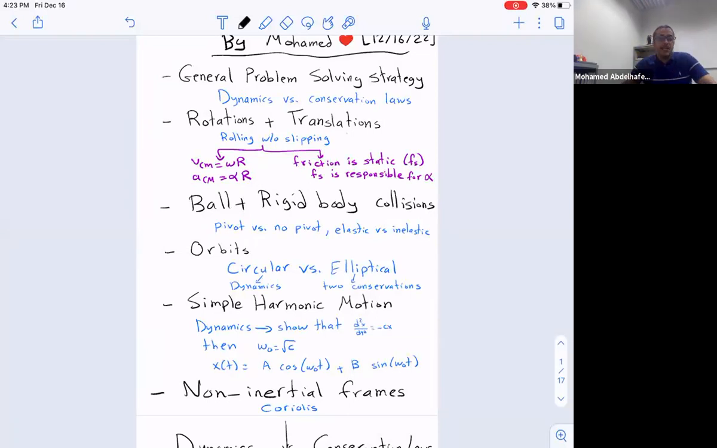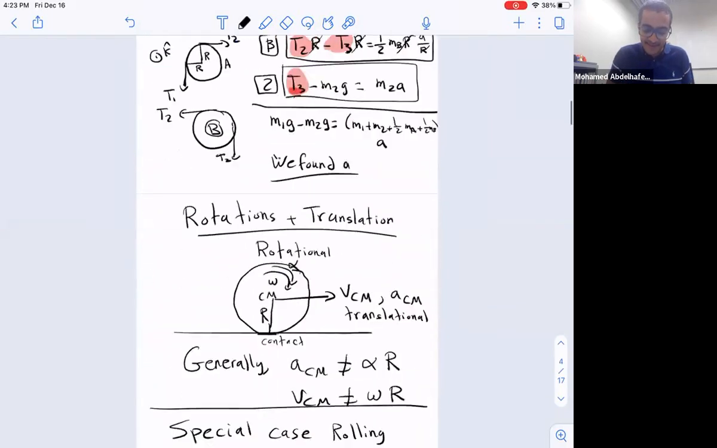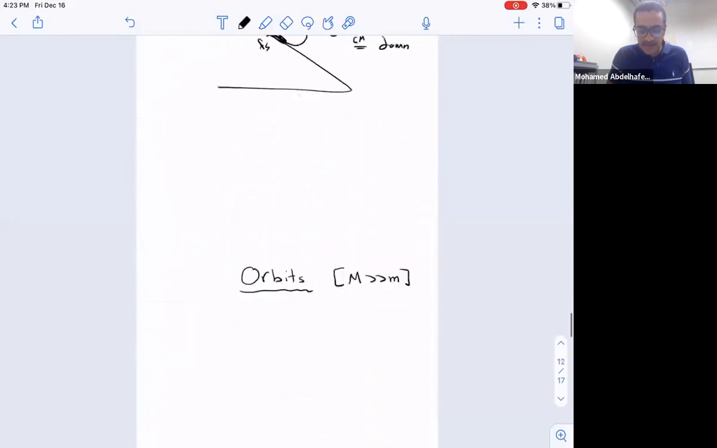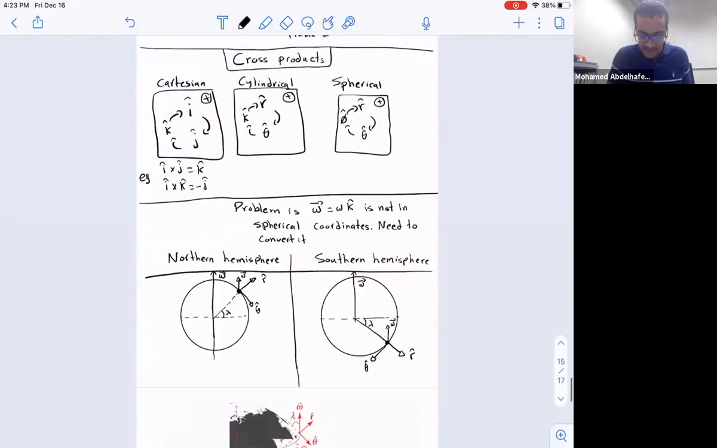So another kind of rotational thing is, okay, what happens if you have a collision between a rigid body and a point mass? We've seen variants of these over the course of the semester, and this is a good application for the final exam.